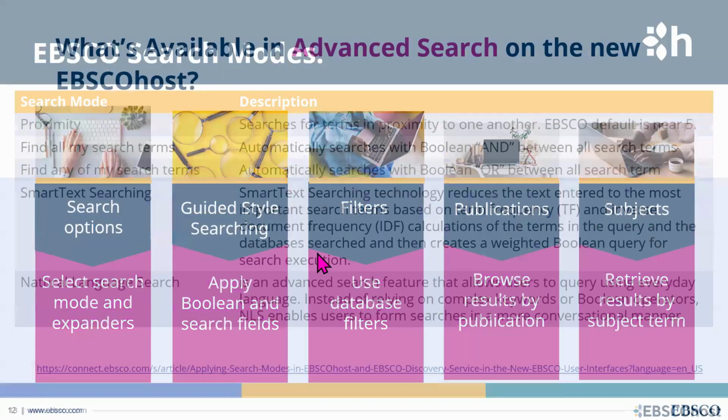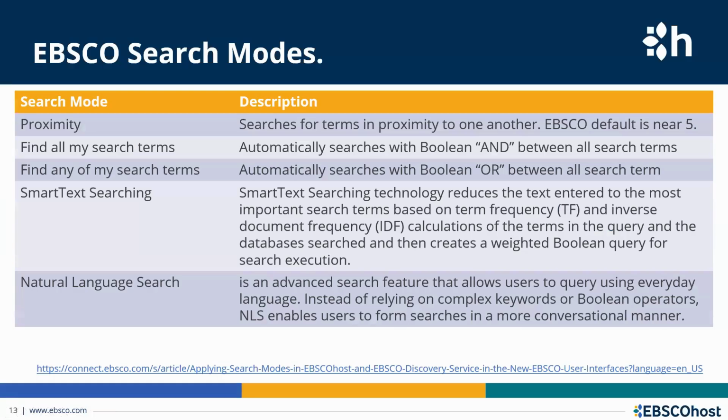So I want to touch a little bit here on those search modes again. I mentioned that the default is the proximity, that default near 5, but in the list you might have noticed there are a few other options as well, and you can alternate between these during your searches. So this is a cheat sheet to show you what each of those options mean. Find all will place that Boolean AND wherever there's a space. Find any will place the Boolean OR between search terms wherever there's a space.